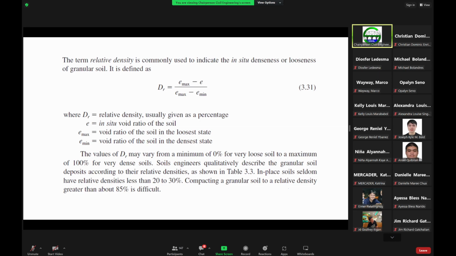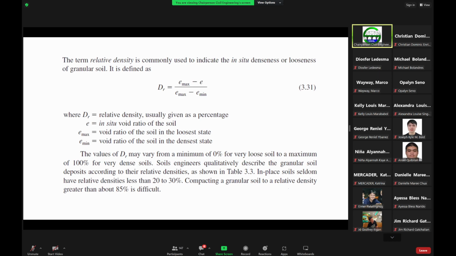Now, the relative density is defined as D sub R, in percentage. It is the ratio of the difference between the maximum void ratio minus the in situ void ratio over the maximum void ratio minus the minimum void ratio, where the void ratio e is the in situ condition on site, and the maximum void ratio is that of the soil in the loosest state.